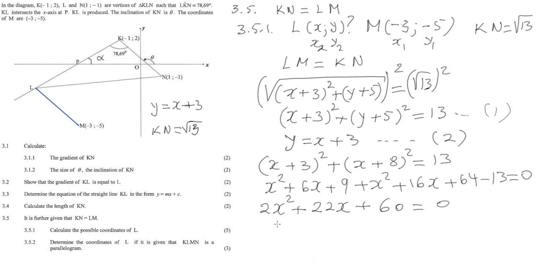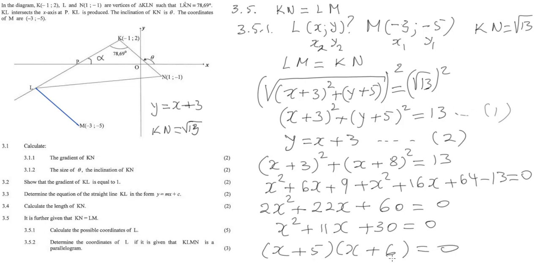If you divide by 2, you will have x squared plus 11x plus 30 equal to 0. If you open a bracket here, you have x plus 5 and x plus 6, because 5 times 6 will be 30, and 5 plus 6 will be 11. So what this means, you solve for x.